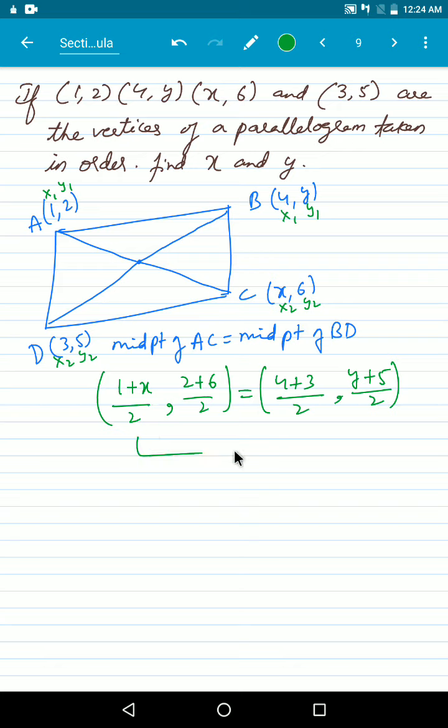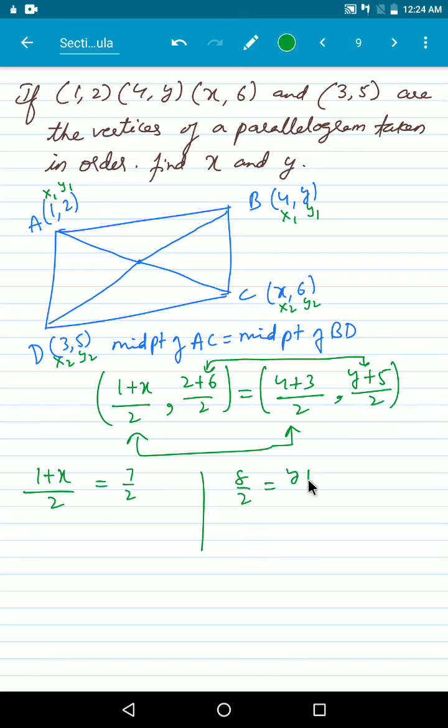See, abscissas should be equal and ordinates should be equal, right? So (1 plus x) by 2 should be equal to (4 plus 3), 7 by 2, and 8 by 2 should be equal to (y plus 5) divided by 2. From here we need to find the value of x and y. This 2 and 2 will get cancelled. So 1 plus x will be equal to 7, or x will be equal to, see, 1 goes on the other side, it will become minus. So x is equal to 6.